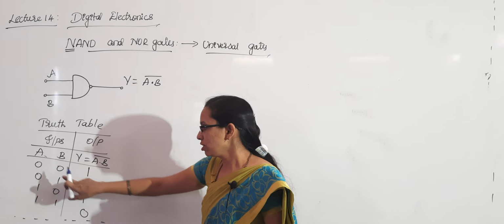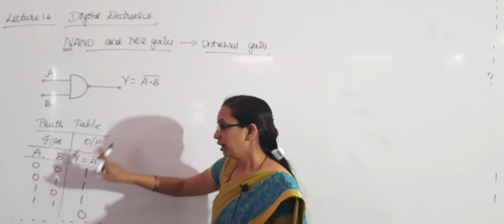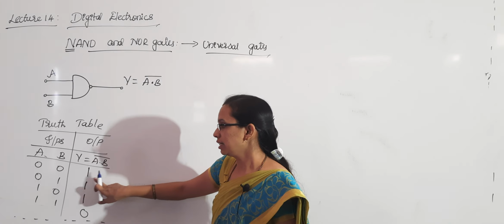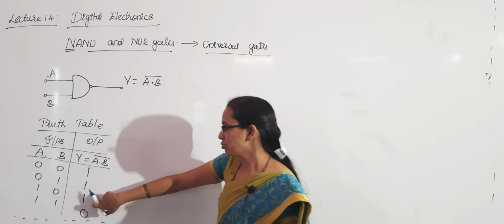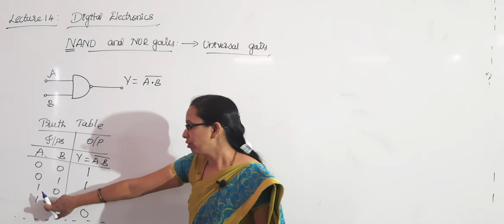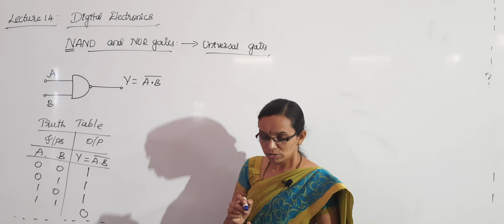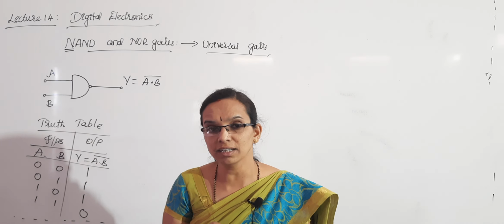For the NAND gate, for 0 0 it is 1, whereas in the AND gate it was 0. For 0 1 it is 1, for 1 0 it is 1. So, for 1 1 it is 0. So, how to define the NAND gate here?